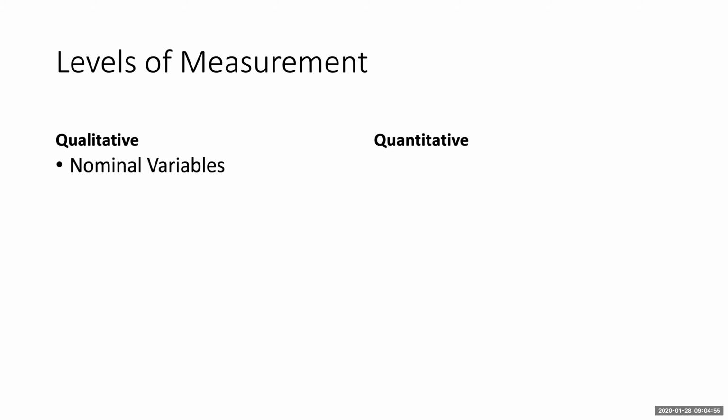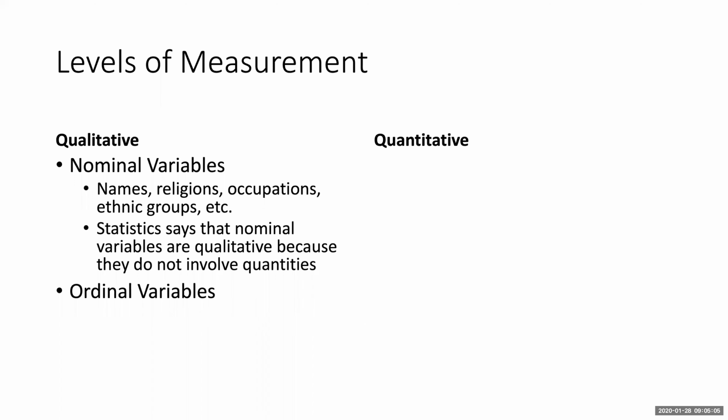things moving forward. We've talked about variables. You guys have listened to me talk about this. You've read about it. Qualitative, typically nominal variables, ordinal variables. Again, your names, religions, occupations, ethnic groups. Statistics as nominal variables are qualitative because they do not involve quantities. We can certainly make them quantifiable by grouping them or assigning a number to them.